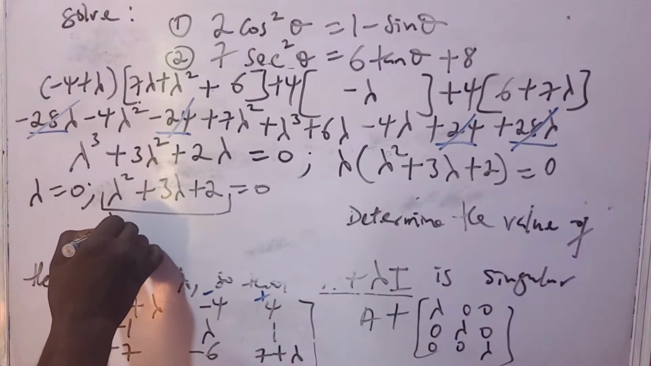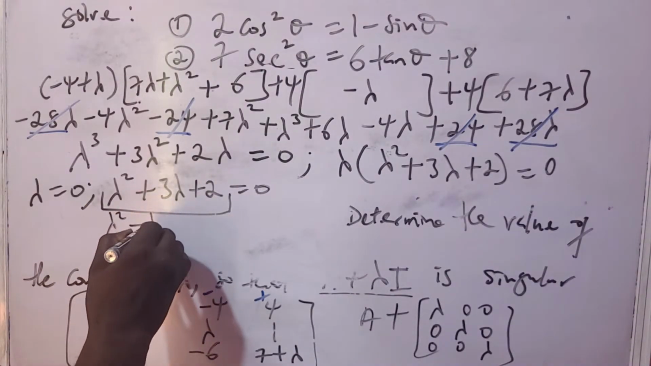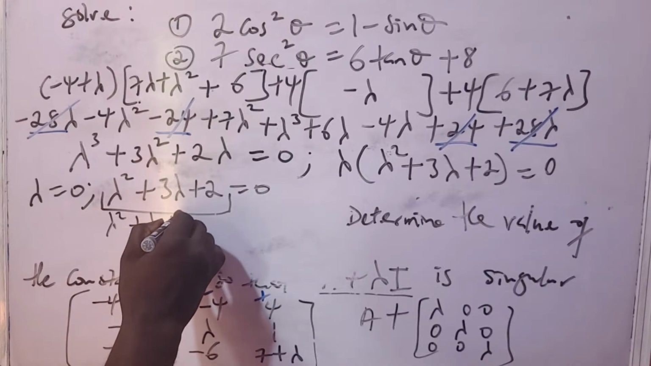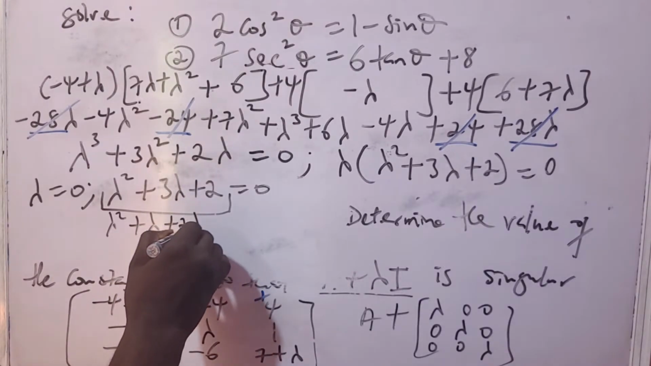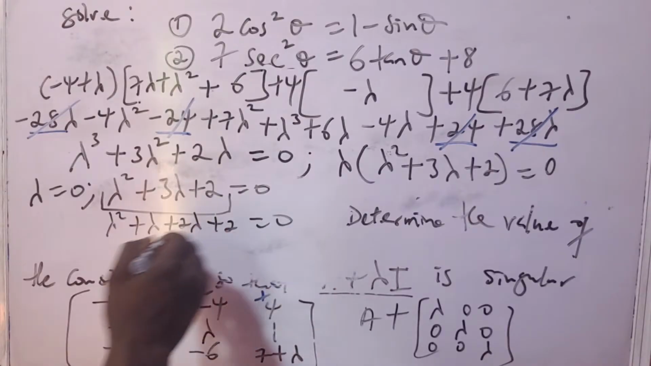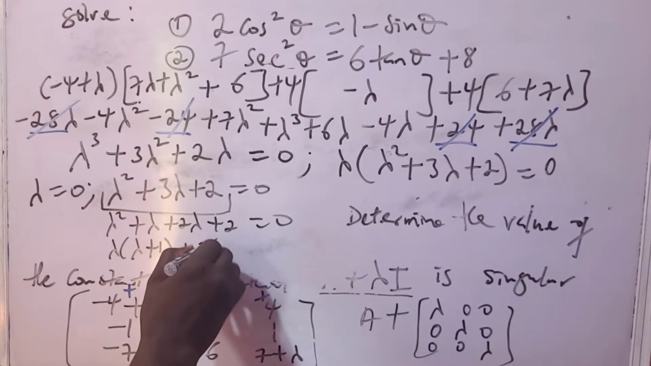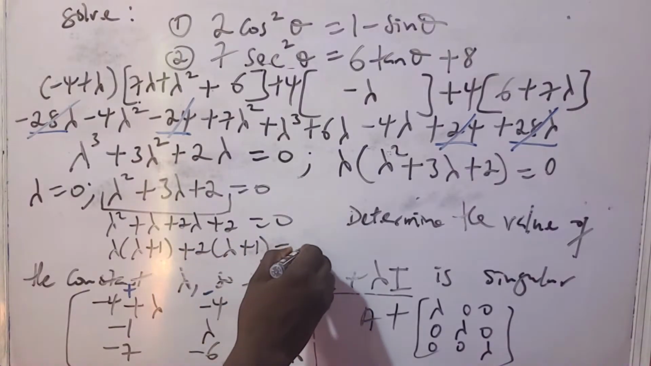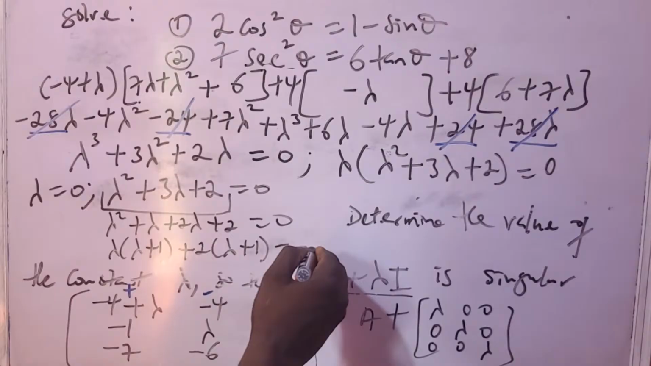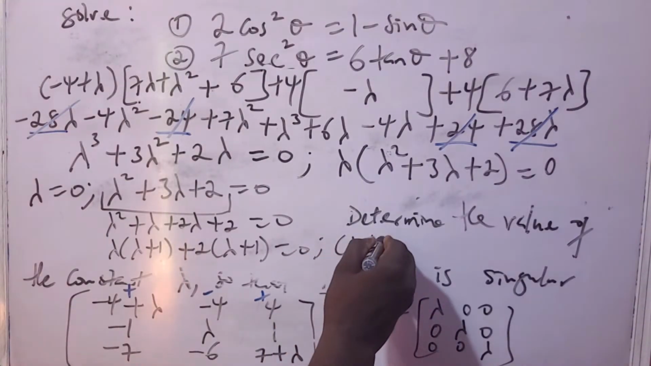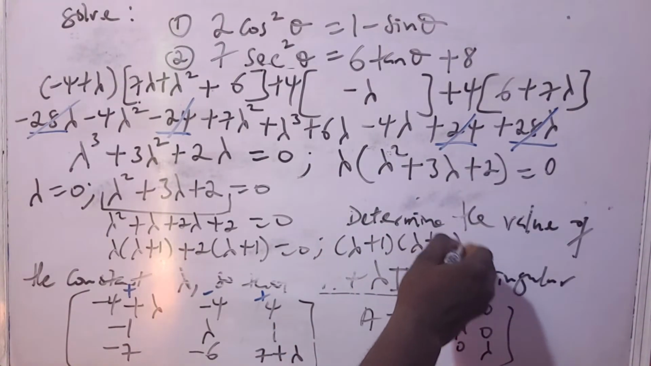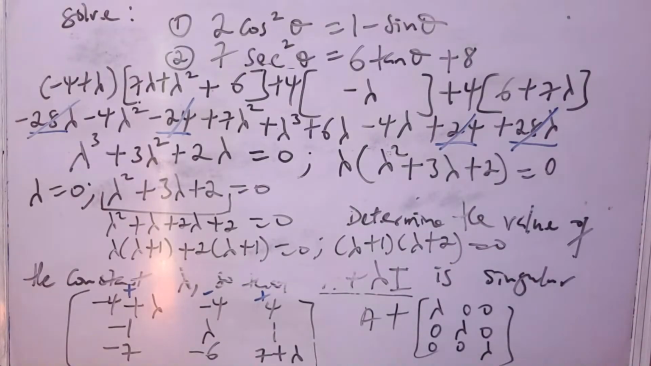So we'll be having lambda square plus lambda plus 2 lambda plus 2 equals 0. This will be lambda into lambda plus 1 plus 2 into lambda plus 1 equals 0. So obviously we'll be having lambda plus 1 and lambda plus 2 equals 0. From here, obviously, you can see the value of lambda will be minus 1 and minus 2.